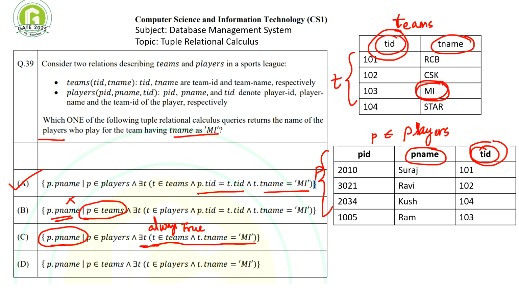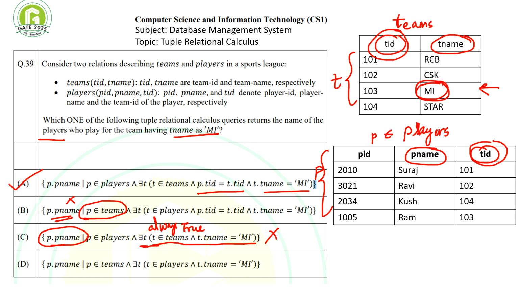What does this part say? That there exists some tuple t in teams where the team name is MI. This is always true. Now you go over any p in the players table, and this is true. This is doing some kind of Cartesian join where you don't have the natural join condition.